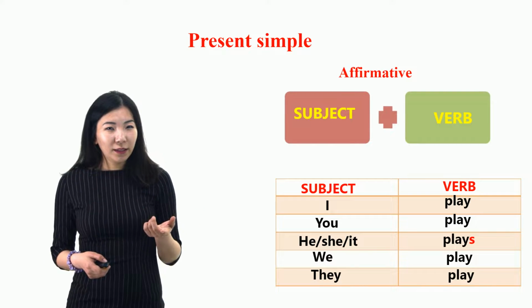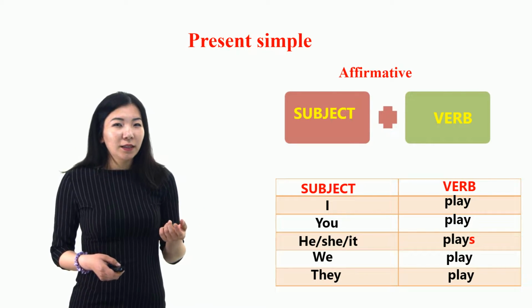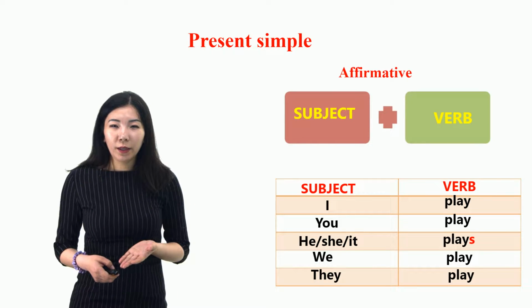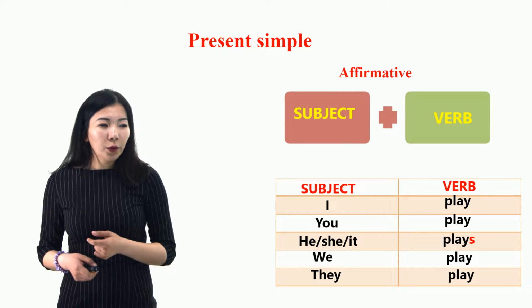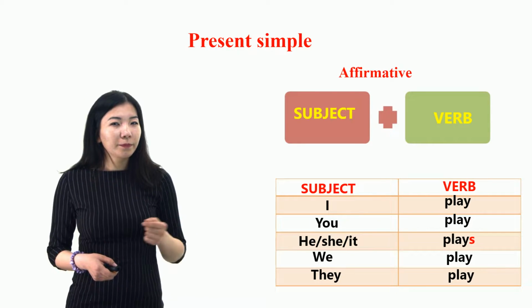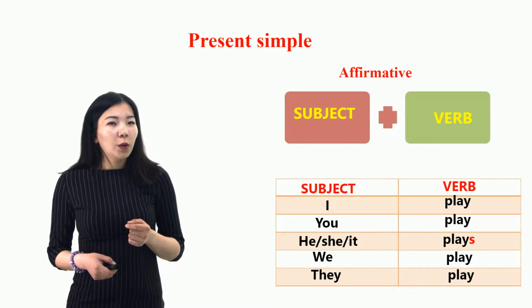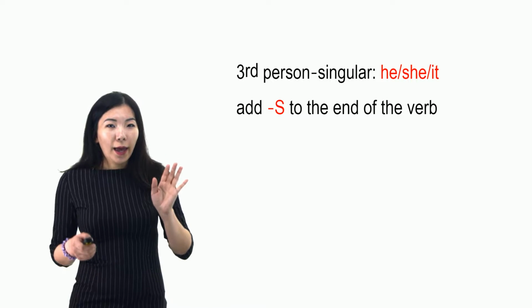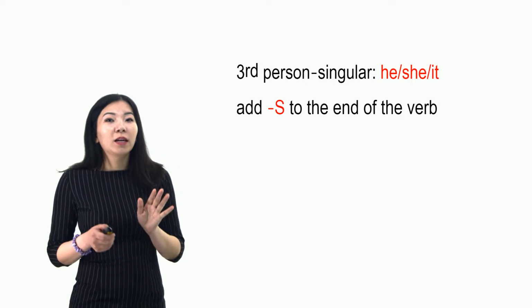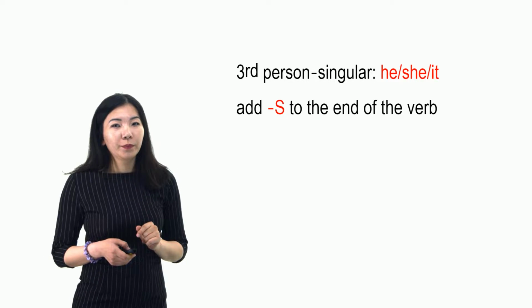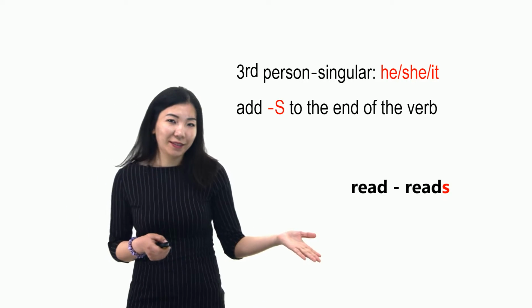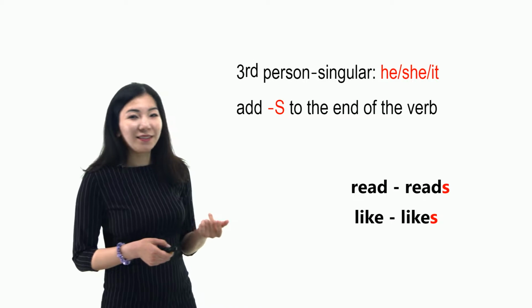As you can see, in third person singular, he, she, it, has a special verb form. Yeah? So, to make that form, we need to add s to the end of the verb. For example, like read, reads, like, likes.